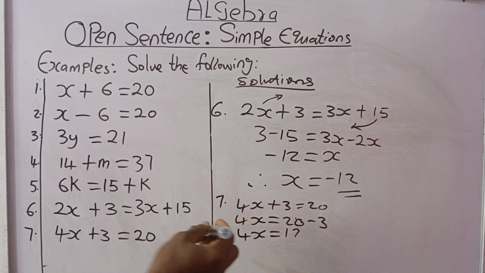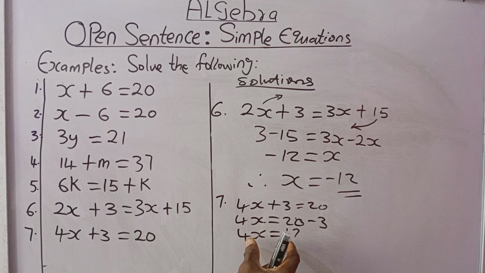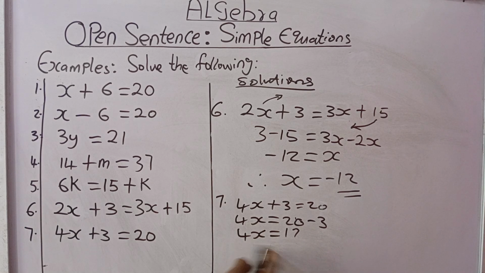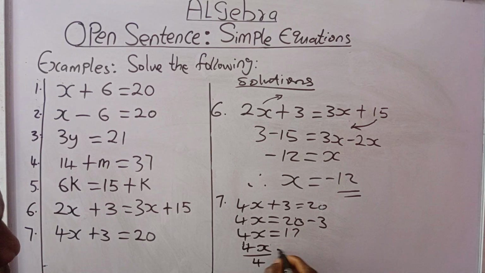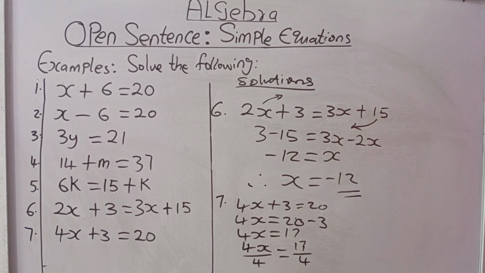So what do we do next? We divide both sides by the coefficient of x. What's the coefficient of x here? 4. We use 4 to divide both sides. 4x over 4 is equal to 17 over 4. So that's exactly what we have there.